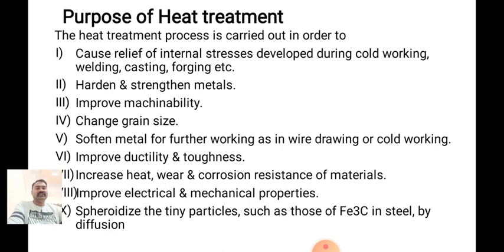Then the last objective is to spheroidize the tiny particles. Whatever tiny particles or new grains are produced in the material must be of spherical shape, or spheroidized, such as those of Fe3C, iron carbide in steel, by the diffusion process. So these are the different objectives of performing the heat treatment process on steel. Understood?